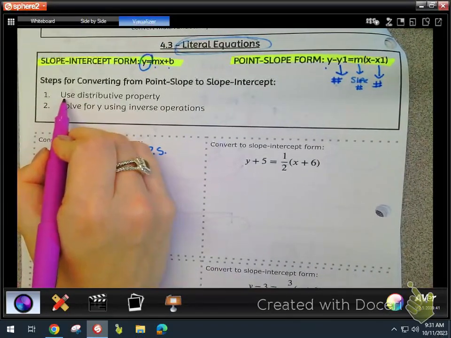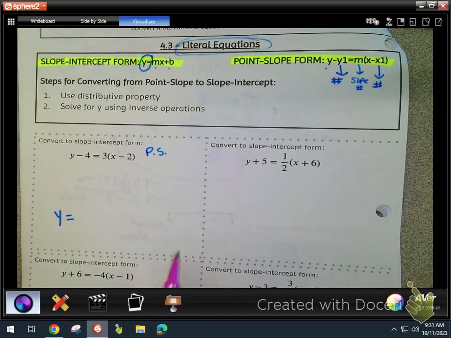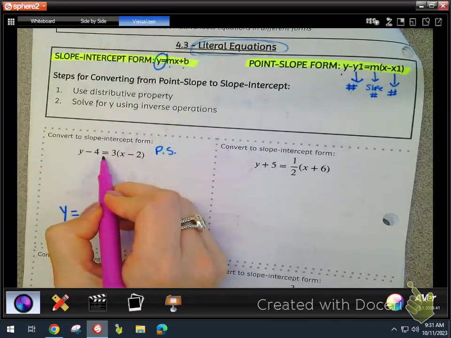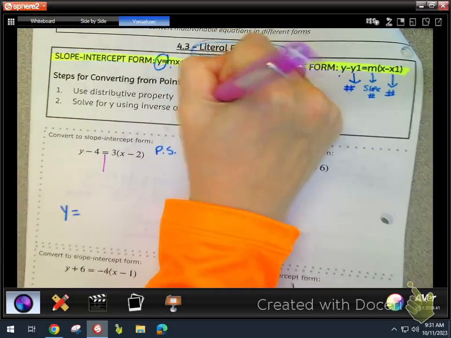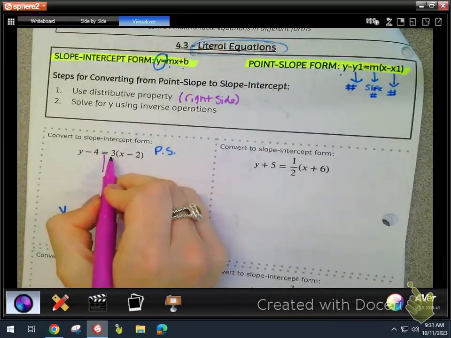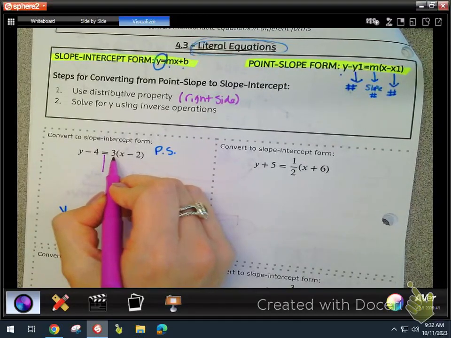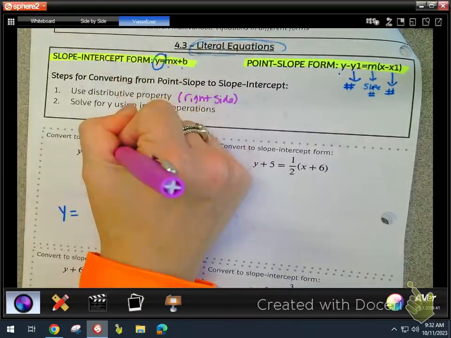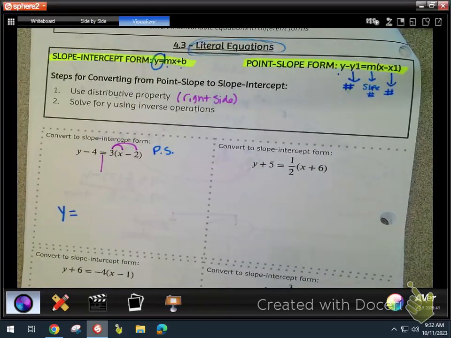Step number 1, use distributive property. What side do we need to use the distributive property? What side of the equals? The right side. So I'm going to put that in parentheses. Right side. So we're going to take that number, which is your m, okay, for future reference. That's right outside the parentheses. And when we distribute, what operation are we doing? When you do your little rainbow thing, when you distribute, you're multiplying.